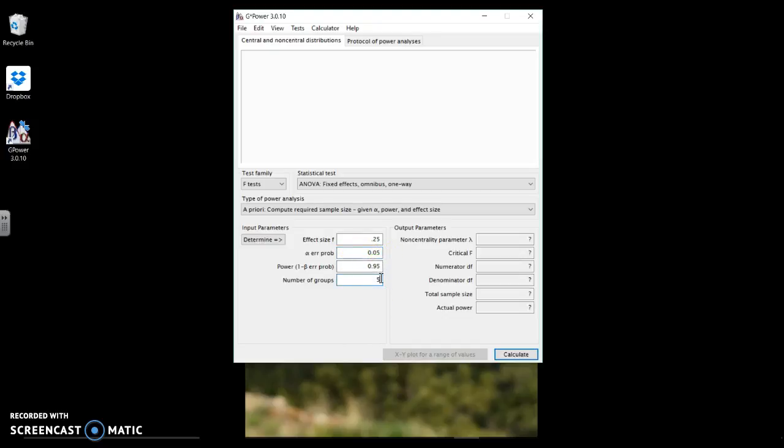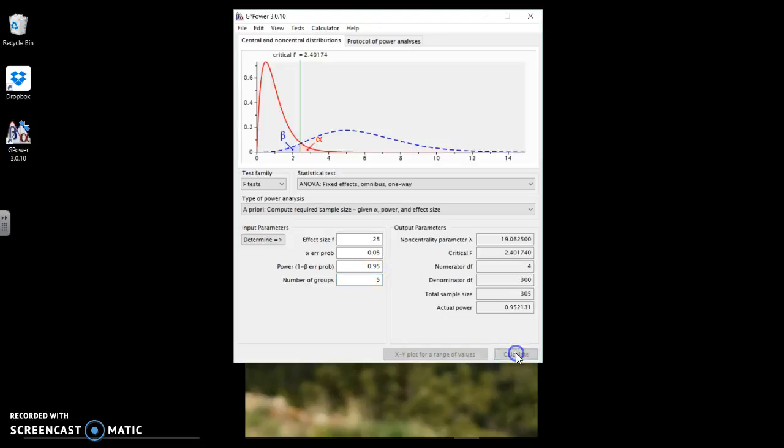And since it's ANOVA, we have more than one group. If we were doing a t-test, we would have two groups. If we were doing a correlation, we would have two. So we're doing a multivariate correlation, which gets confusing. But here we are in ANOVA, so how many groups do we have in the first place? Then we say calculate. Our actual power, so it's our estimated power, actual power was the same.